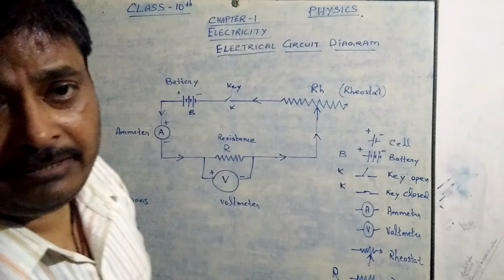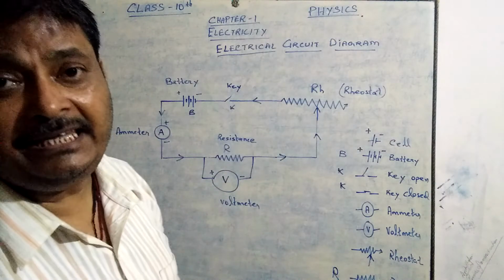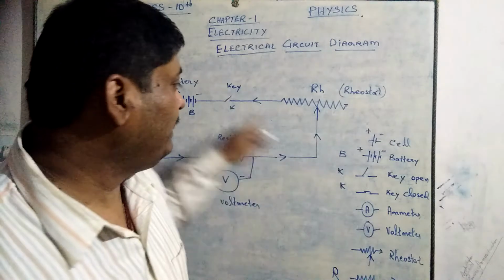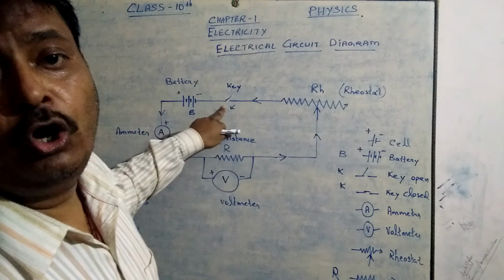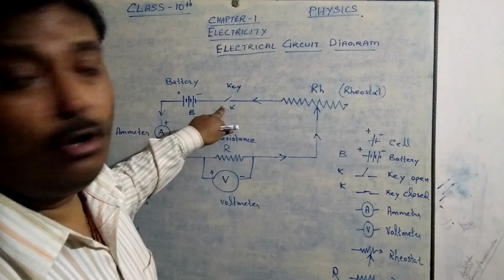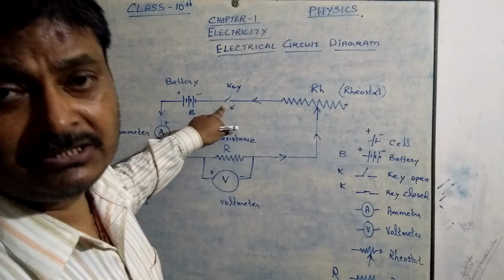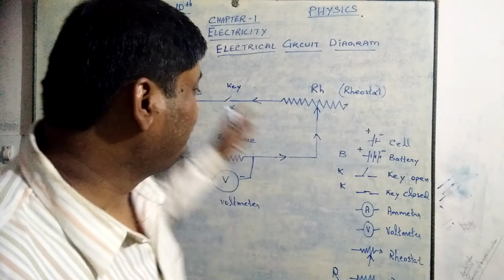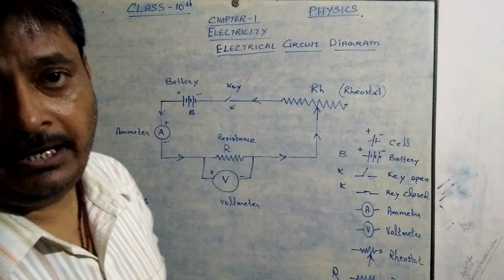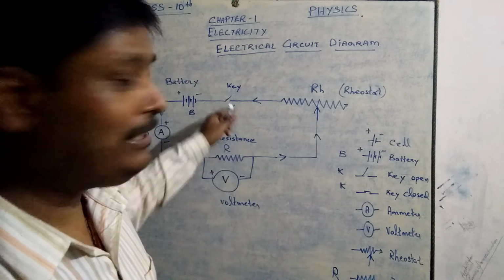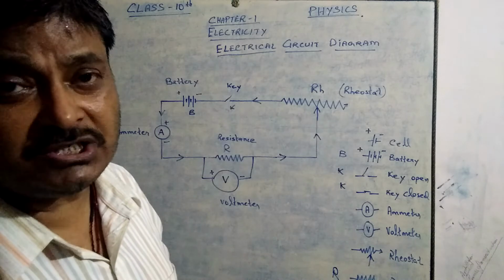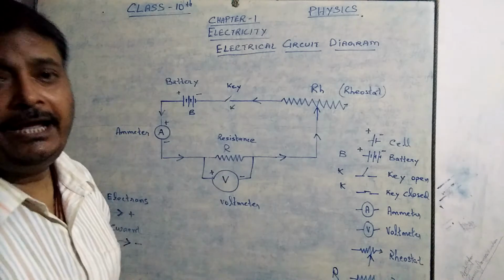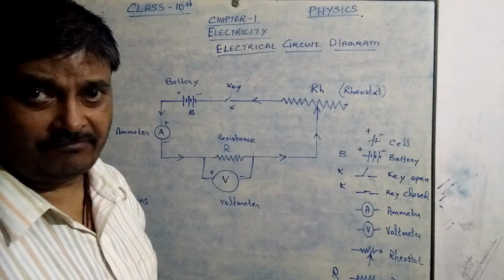The key, which has already been discussed before, is the switch. If we show it in this way, it is an open key. Open key means the switch is off. And if we show it this way, if this line is made to touch over this, it means it is a closed circuit. Another name is on, the circuit is on. Then the electricity will flow through the circuit.